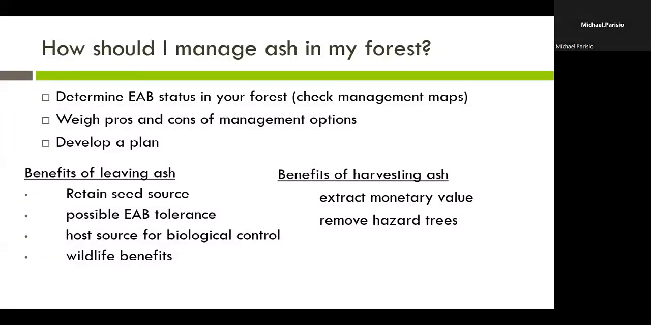But then the benefits of leaving ash are things like retaining seed sources. You could have possible tolerant trees that you're leaving. They also serve as a reservoir for emerald ash borer, which you might think, why do I want EAB on the landscape? But having those EAB larvae around does serve as a host source for the biocontrol agents to become established. So there is actually some benefit there. And then also the ecosystem benefits that ash provide. And so those are just things to consider.